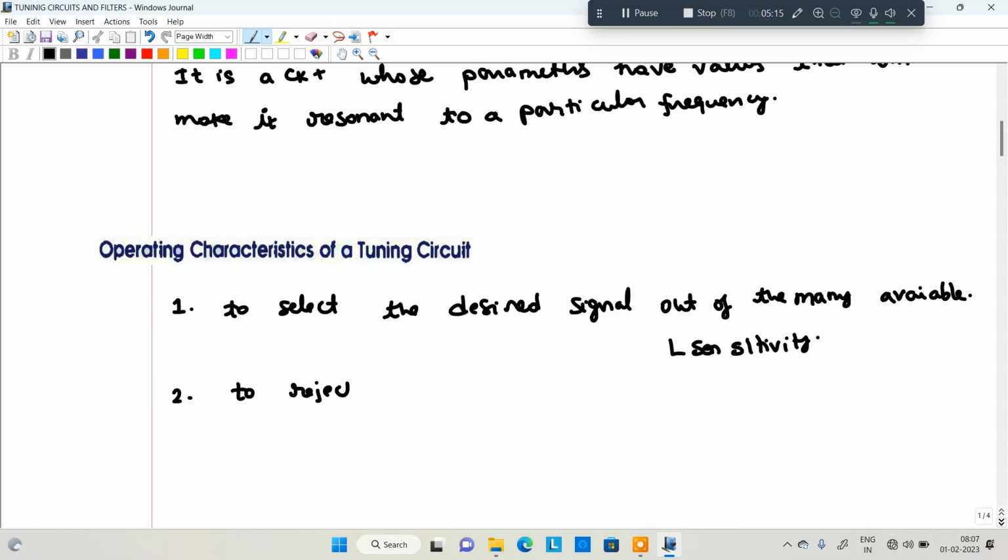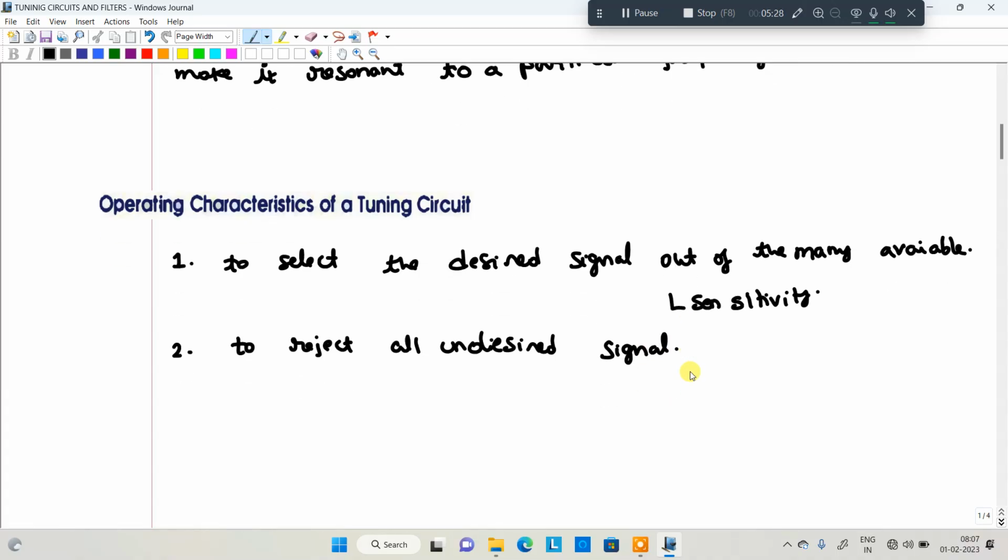Next, the second characteristic is to reject all undesired signals. This is called selectivity.